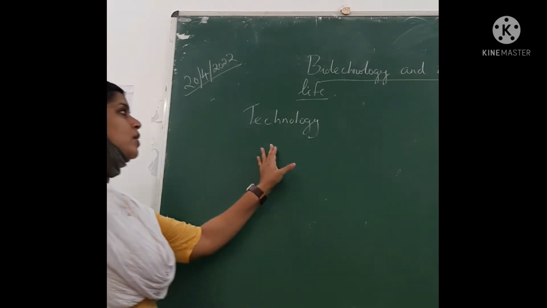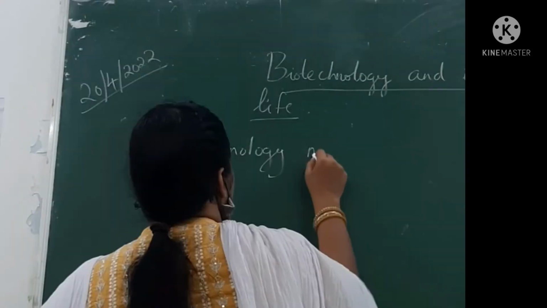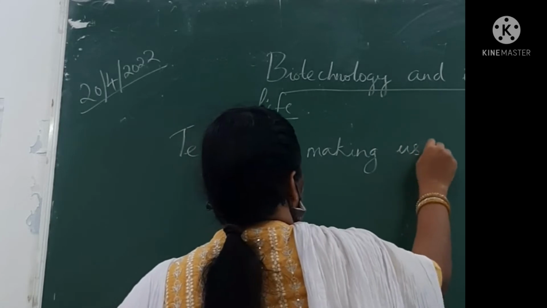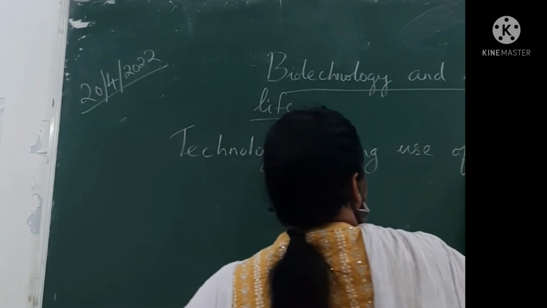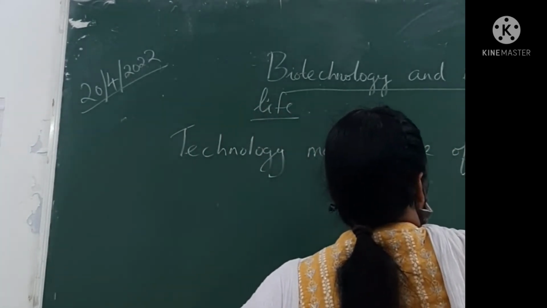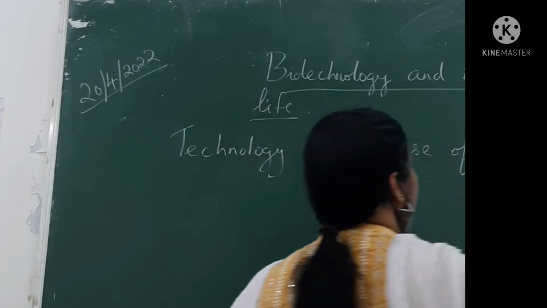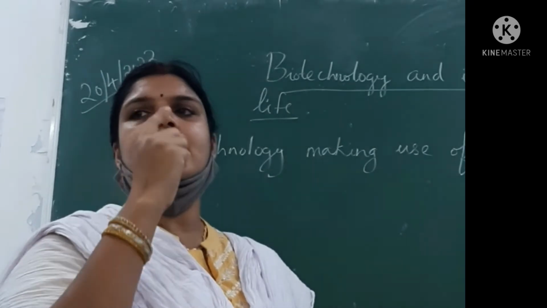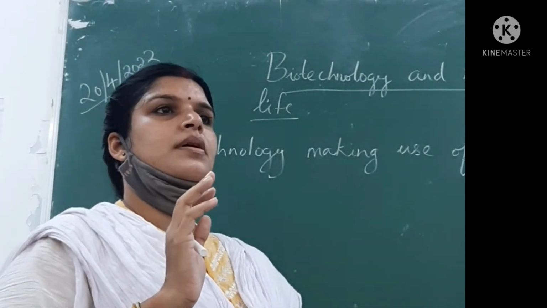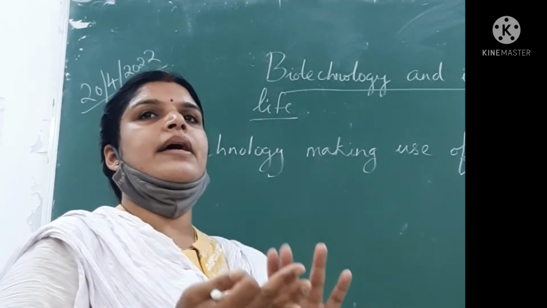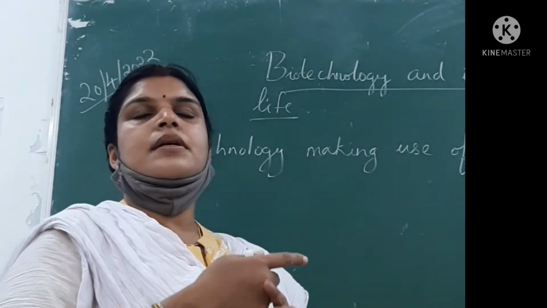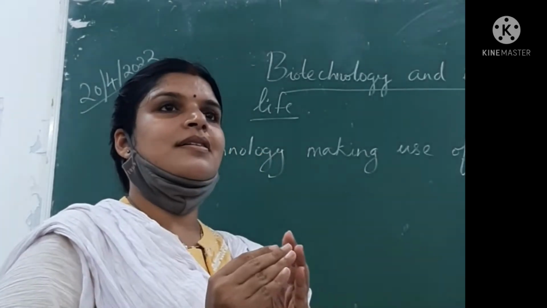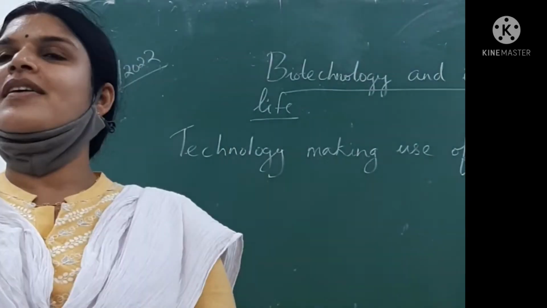So technology making use of microbes. Microbe can be bacteria, whatever is microbe which we cannot see with our naked eyes. We have to use a microscope. So bacteria, fungi, virus, all this will come in this. So we are making use of their life to create some product that is useful for us.